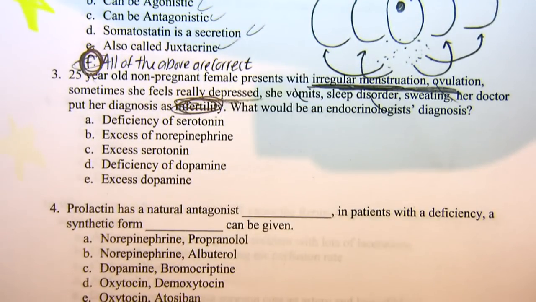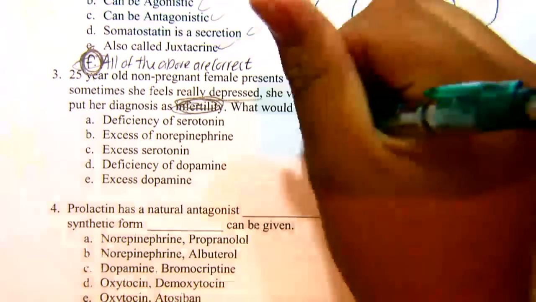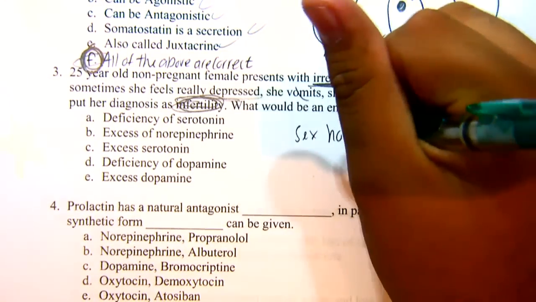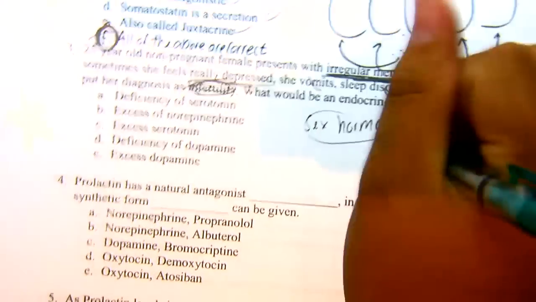Okay, so looking at these symptoms, irregular menstruation, there's obviously something wrong with her sex hormones. Sometimes she feels really depressed. If you're a man or a girl and you don't have the hormone that makes you who you are, wouldn't you be sad? If you're a buff guy and you don't have testosterone, that would make you sad. Or if you're a girl and you don't have estrogen and you're growing facial hair, wouldn't that make you sad? So it's obviously something wrong with the sex hormones.